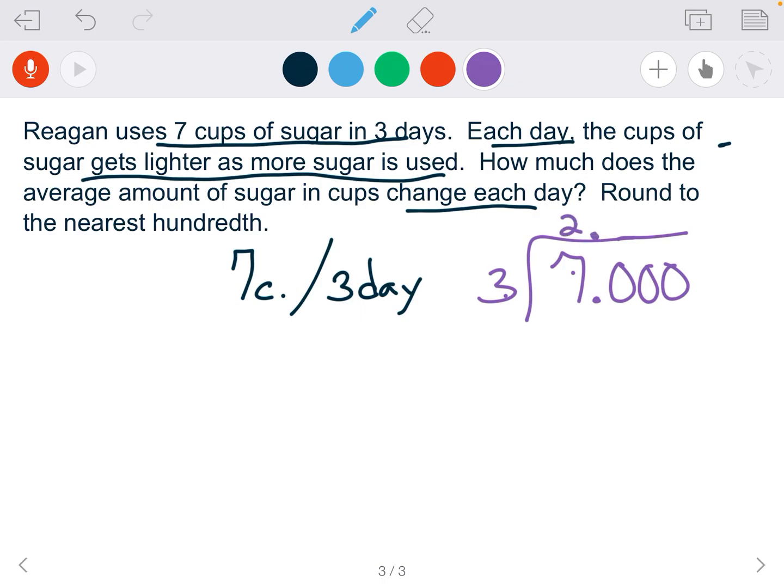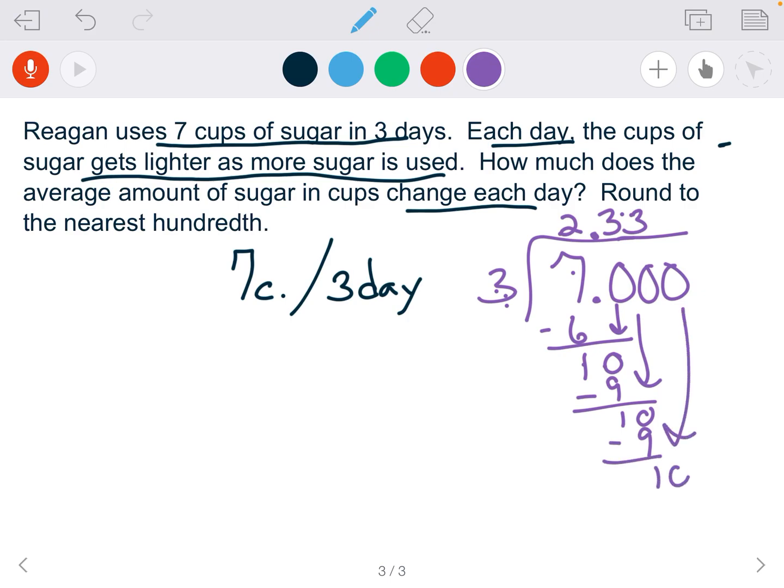So 3 goes into 7 2 times. I'm going to bring my decimal up. 2 times 3 is 6, and I subtract, and I get 1. I'm going to bring down my 0. 3 goes into 10 3 times. 9, subtract, 1, bring down the 0. 3 goes into 10 3 times. 9, subtract, 1, bring down my 0. 3 goes into 10 3 times. 9, subtract, 1. So I can stop here.